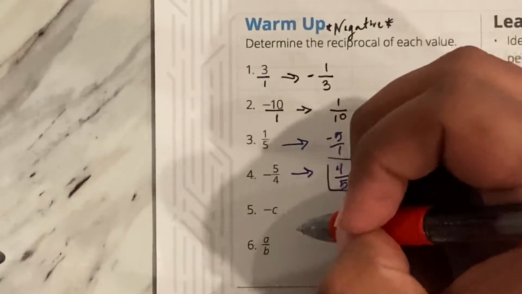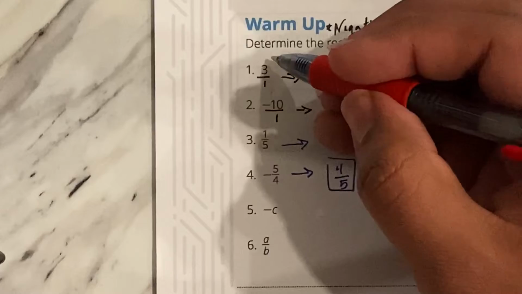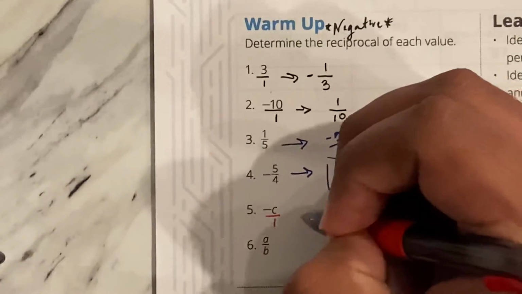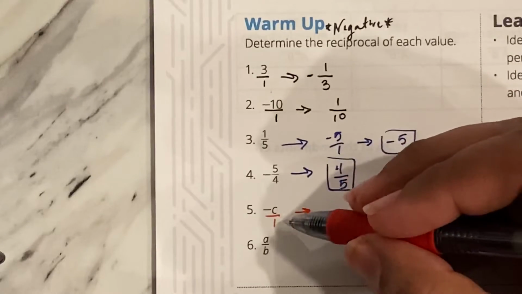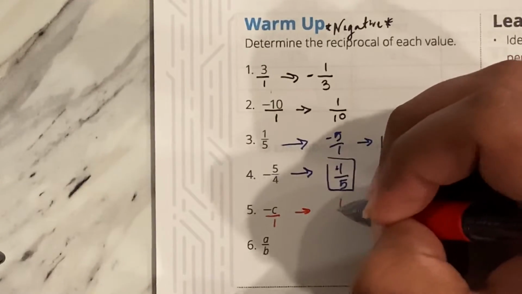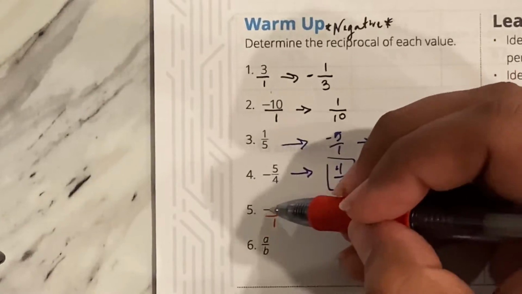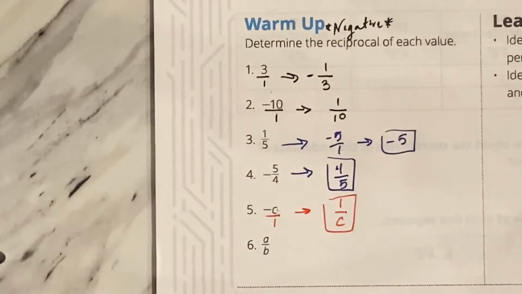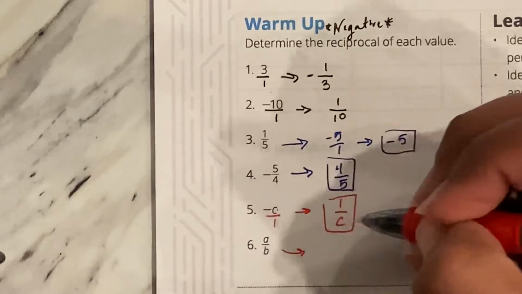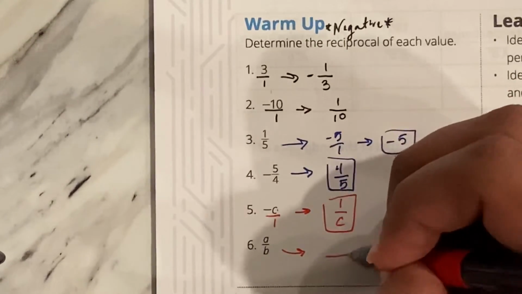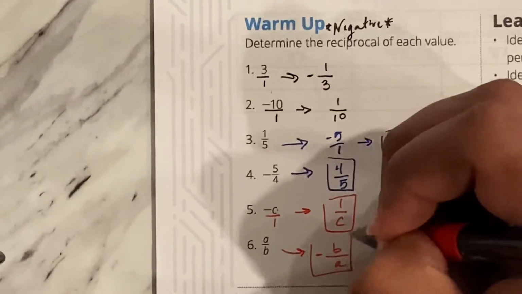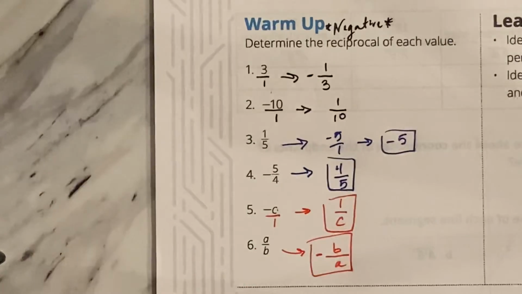You should have resumed. Negative c is just like 1 and 2, where I can put a 1 right under it. Flipping these numerator and denominator around, I do have a 1 over c. Since this was all negative, now it changes to all positive. And the last one real quick, a over b, flip them around, b over a, but now it's all negative. Very good, not too crazy.